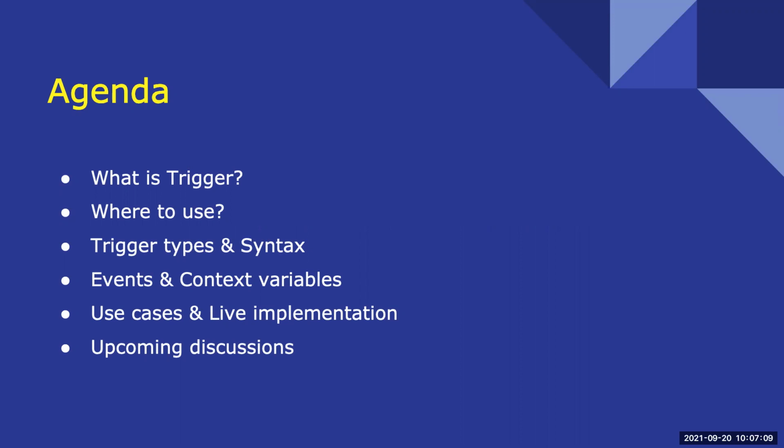So we'll understand what a trigger is and why we have triggers in Salesforce, and where to use those triggers. Then we have trigger types and syntaxes. Then there are some internal events and context variables inside triggers. Then we'll take two or three use cases and try to implement the same in the org itself. And then I'll give you some pointers on the upcoming discussions. That's the agenda.